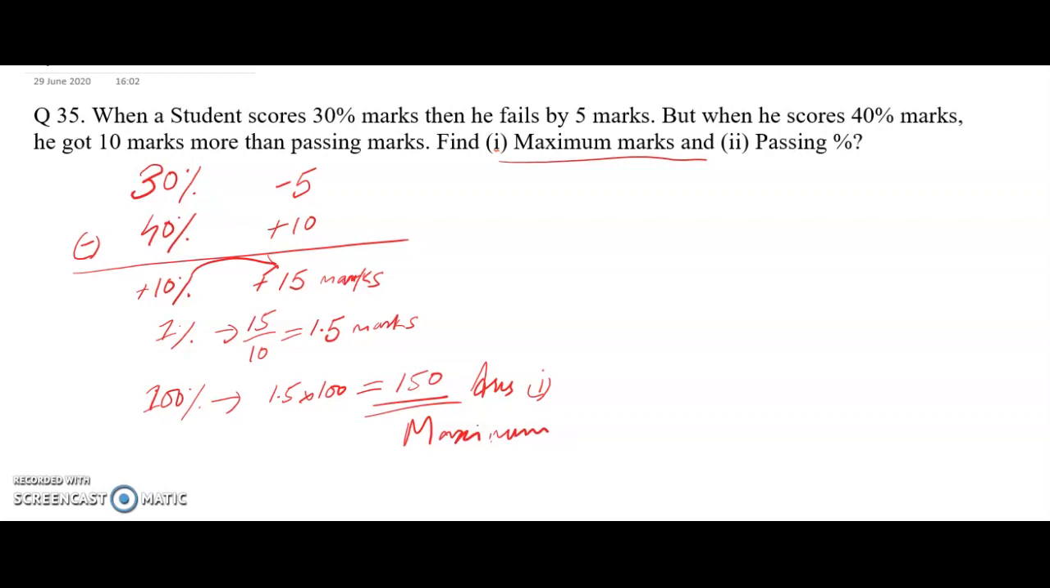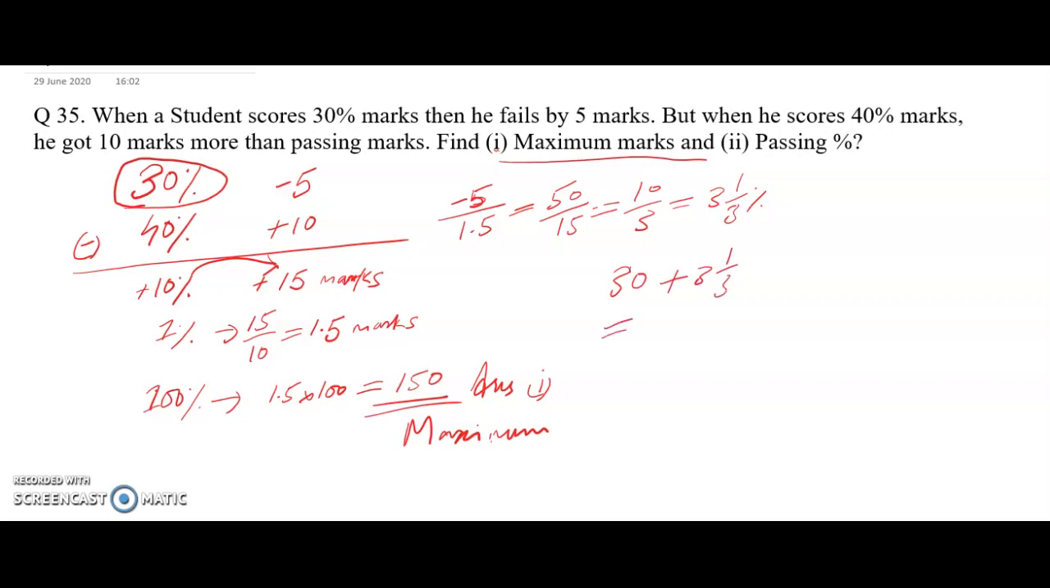Now we need to find the passing percentage. Now this student gets 30% marks, but he fails by 5 marks. So 5 marks will represent how much? Divided by 1.5 will give us 50 by 15. It will give us 3 1 by 3 percentage. So 30 plus 3 1 by 3 is our passing percentage.